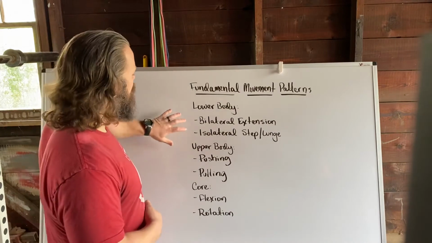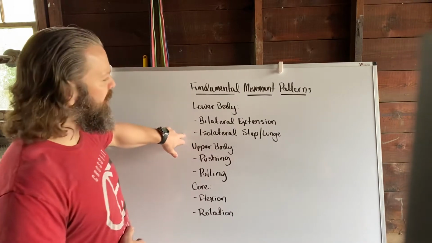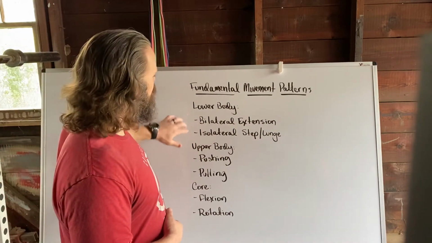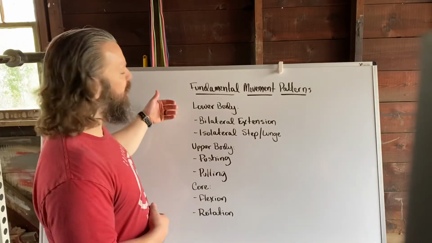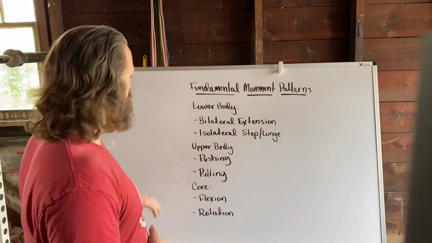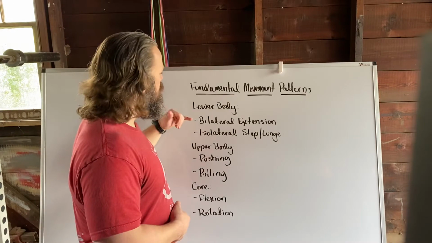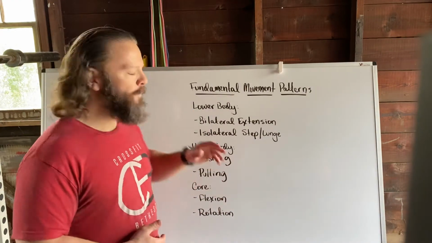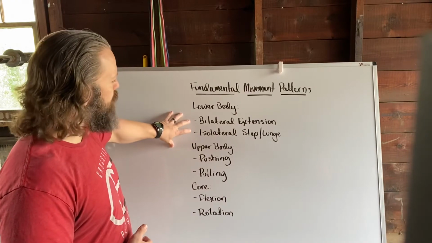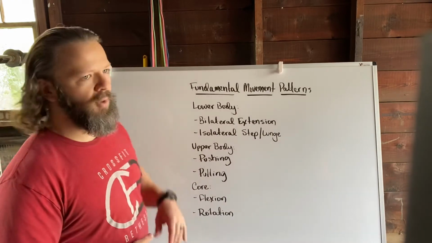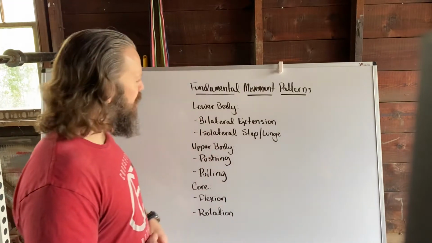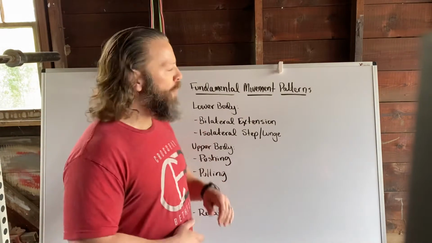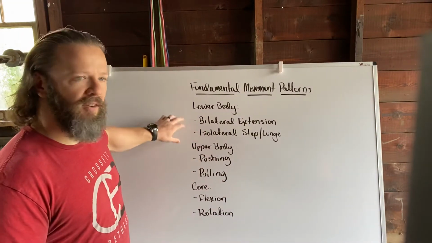So for bilateral extension and isolateral extension, we want one movement for each of these categories. So maybe we're pairing a squat with a step up, or maybe we're pairing a clean with a lunge or something along those lines. And we also want one of these movements to be heavier and one of these movements to be lighter on most days, okay? That's not an absolute rule, but you don't want both of these movements to be real heavy.